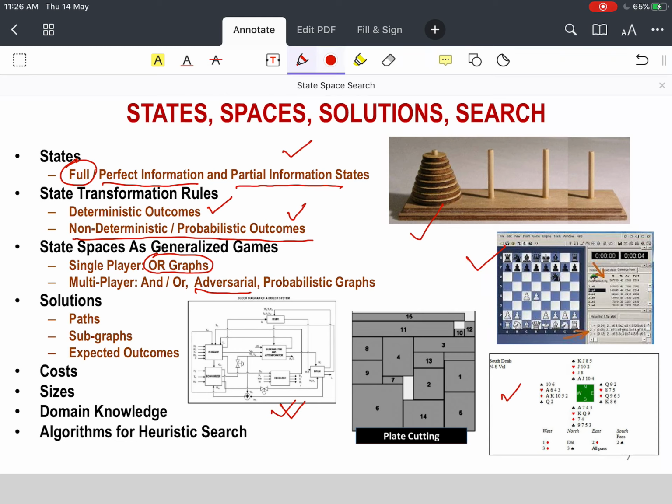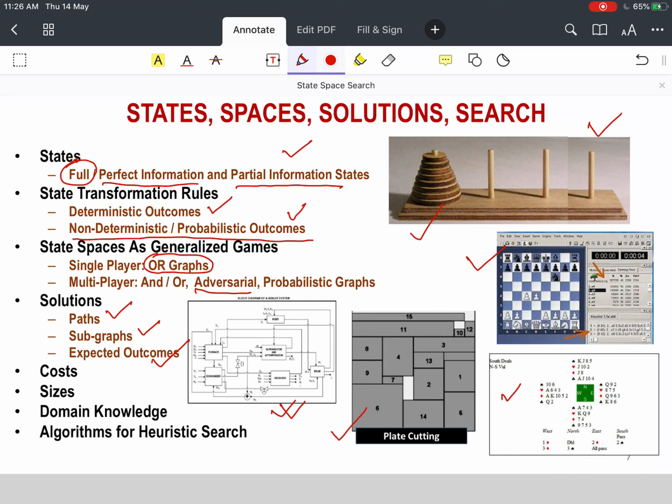We also discussed how problems like the plate cutting problem are formed out of composing sub-problems, and therefore a solution is not just a path like in a Tower of Hanoi problem, but is an ANDed solution of sub-problems. So we could have paths, we could have subgraphs, and in probabilistic cases we could have expected outcomes.